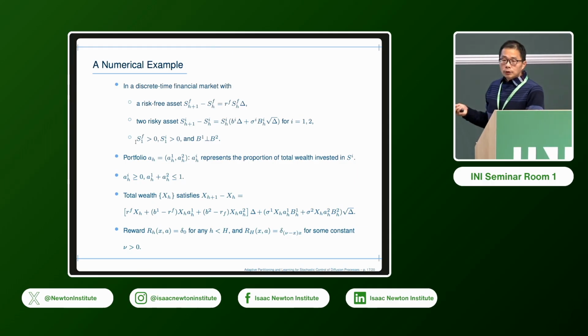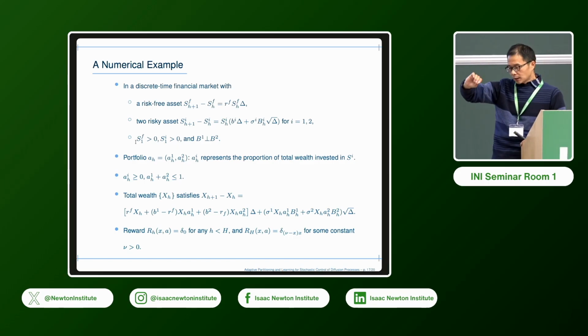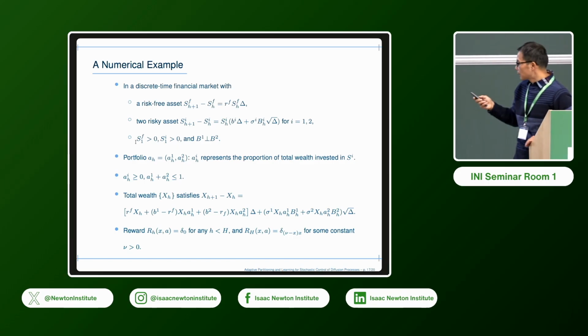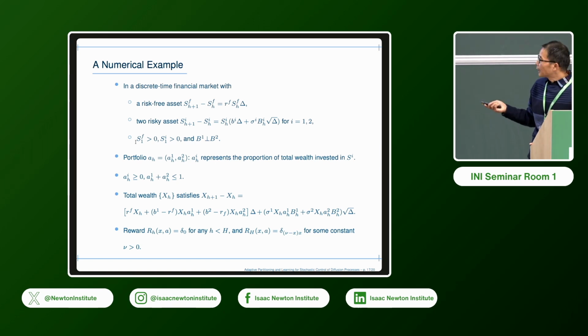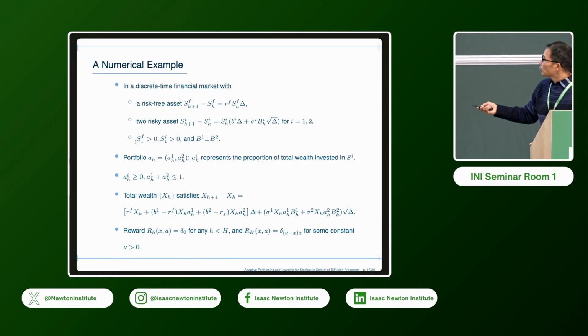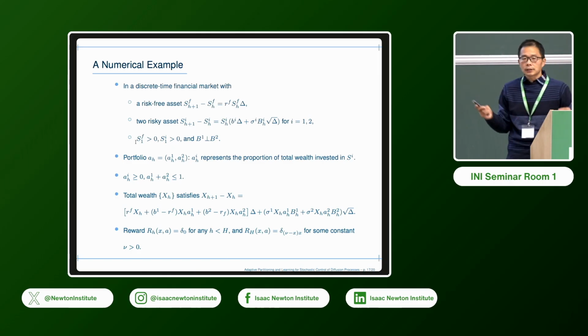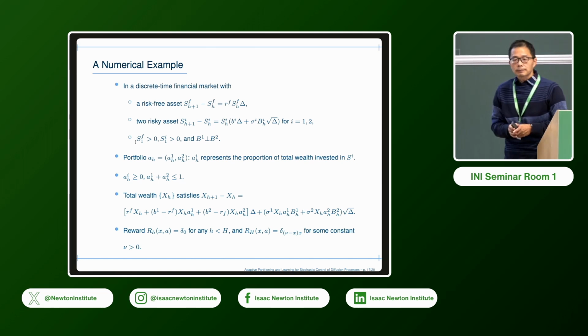Here we assume all rewards are deterministic. There's no randomness, so the distribution of the rewards are single points. In mean variance, we don't have intermediate rewards. All rewards come from the terminal values. So for h less than capital H, it is just 0, and at terminal time it is a controlling function of the state. And this nu is a constant which will be determined by the mean variance trade-off between mean and variance.